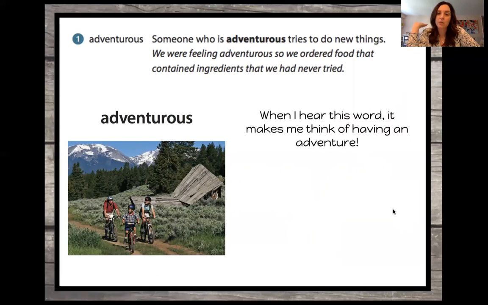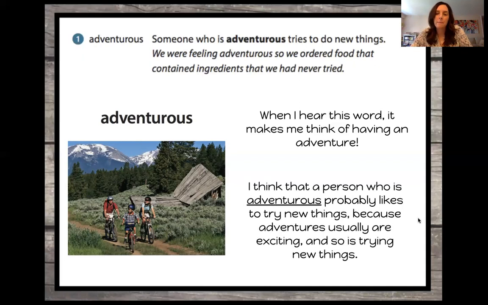Okay, so when I think of the word adventurous, it makes me think of having an adventure. An adventure could be trying a new ingredient, or it could be riding your bike up in the mountains. It depends on what your personal experience is with the word adventurous. I also think that a person who is adventurous probably likes to try new things, because adventures are usually exciting and so is trying new things. So again, trying new things, that could either be trying new food or it could be trying a new experience. So we're taking the word adventurous and we're connecting it back to real life to give it context and help us understand and remember the meaning.